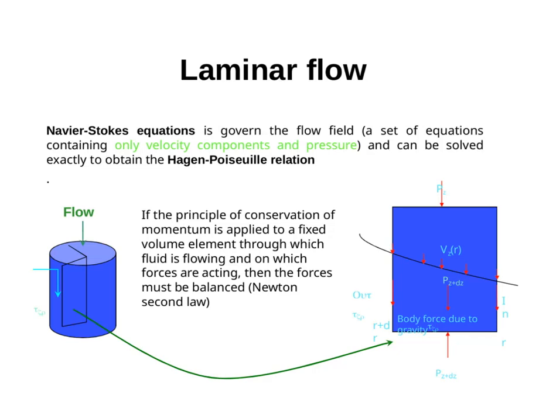Let's talk about what happens when fluid flows through a fixed volume and forces act on it. According to Newton's second law, these forces have to balance out. This balance is captured by the Navier-Stokes equations, which describe the flow using velocity and pressure. When we solve these equations exactly for laminar flow, we get the Hagen-Poiseuille relation, a fundamental result that tells us how fluid moves smoothly through a pipe under pressure.